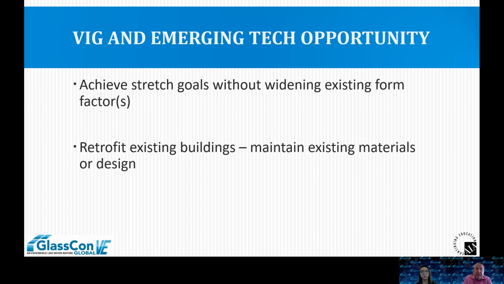So really, when we look at VIG and emerging technologies and how we can utilize these, not that there aren't solutions today, it's a different view on how some of these things might add value to our markets and our space. And one is just trying to achieve stretch goals in terms of these performance things Kayla mentioned, but without having to widen the form factor, whether it's in restoration or whether it's in new construction. And then the other is, as these demands on existing buildings get greater and greater, there might be some different solutions available in the market space to deal with those existing buildings through a retrofit solution, and really maintain that existing material or design.